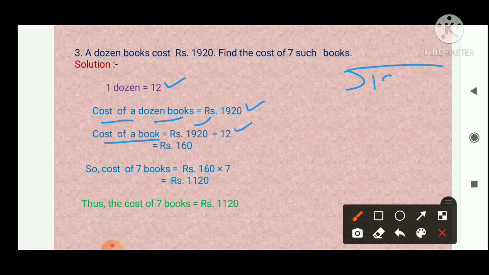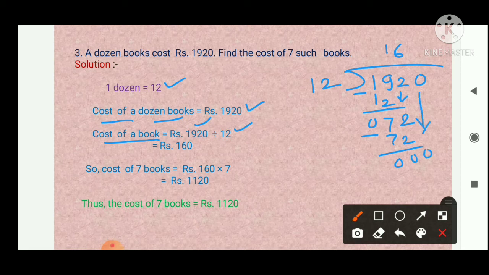So we will divide 1920 by 12. First we divide 19 by 12. We get quotient 1 and difference 7. Now the next digit 2 we bring down. Now we divide 72 by 12. We get quotient 6, and we subtract, we get 0. Next digit 0 we bring down. We get quotient 0. In this way, by dividing 1920 by 12, we get quotient 160. So that is the cost of 1 book. 160 rupees is the cost of 1 book.